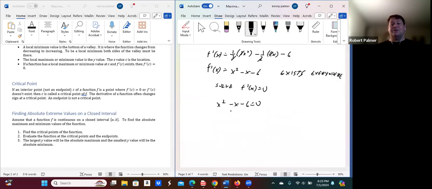Of course, you can use the quadratic formula, but this one will actually factor. That's the quickest way to do it if you recognize it. This factors into x minus 3 times x plus 2. Remember, set each one of these equal to 0 and solve. So x minus 3 is 0, x plus 2 is 0, and so we get x equals 3, x equals negative 2. So those are our critical values.